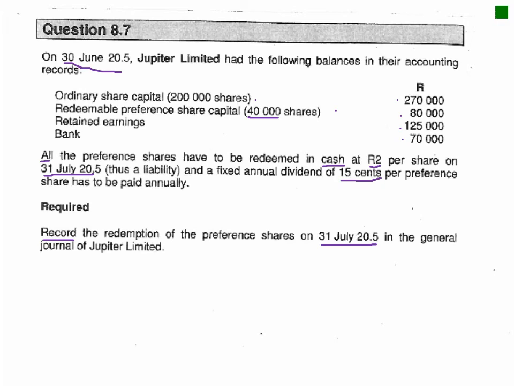In this question, a lot of the information is actually not relevant because all we have to do is record the redemption. So we can actually ignore the information they give us about ordinary share capital. We ignore the information they give us about the retained earnings and the bank account. We ignore the information that they give us about the fixed annual dividend. The only information we need is that there were 40,000 shares and we're redeeming them at 2 Rand per share, and you will see 40,000 times 2 Rand means we're going to be paying back the total 80,000 to the preference shareholders.